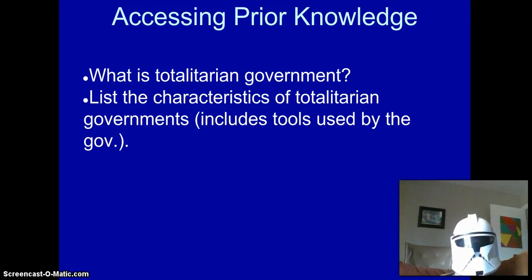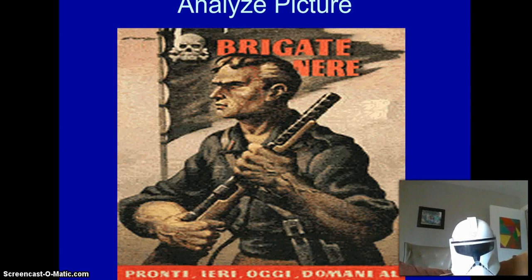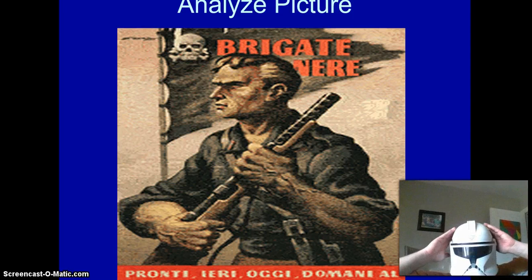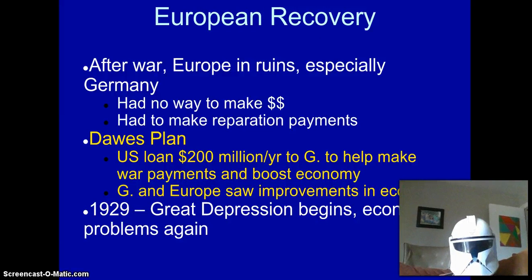Accessing power knowledge was yesterday. If you looked at the PowerPoint, you really figured out what a totalitarian government is, and you should be able to list the tools and the characteristics of a totalitarian government and some of the ideas and what they will change as far as the way you control things. Analyzing the picture, you'll be able to see where people are going to start fighting for themselves in this type of situation.